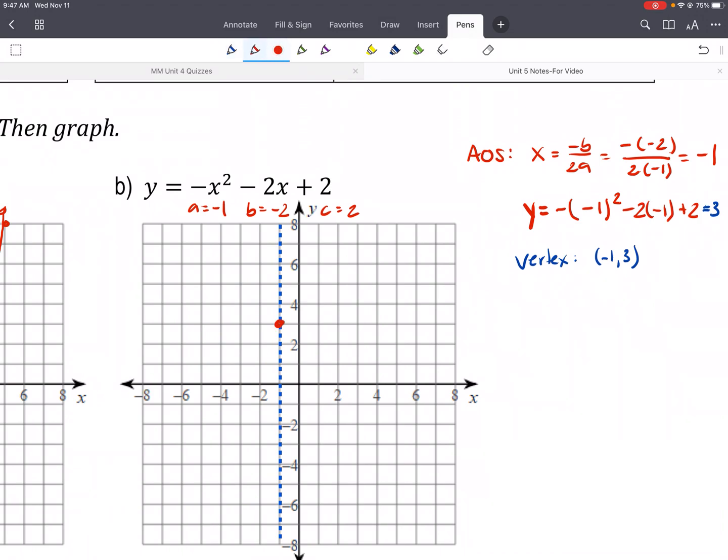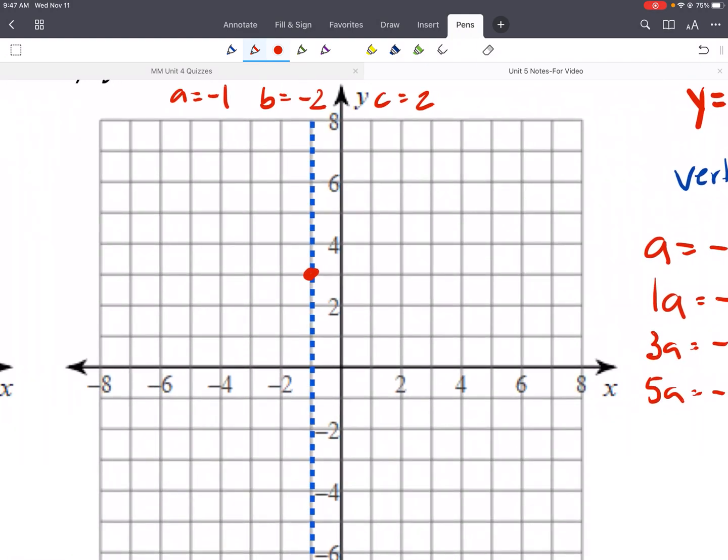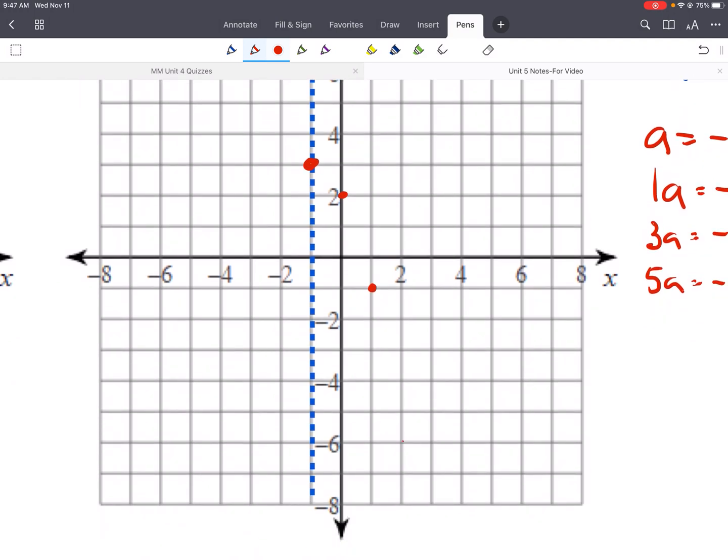Now we just need to use our growth pattern. So a is negative 1. We'll do 1a, 3a, 5a. So that would give us a negative 1, a negative 3, and a negative 5. So we'll go over 1, down 1, over 1, down 3, over 1, down 5. And we'll do it on the opposite side.